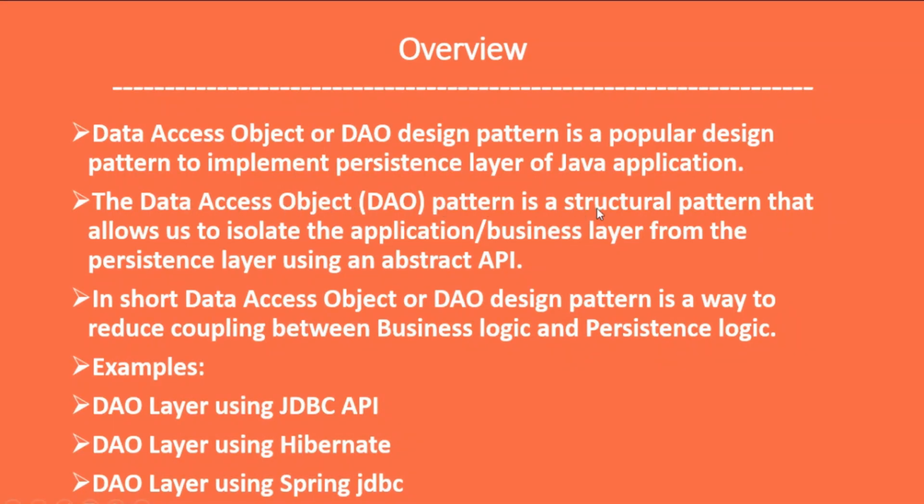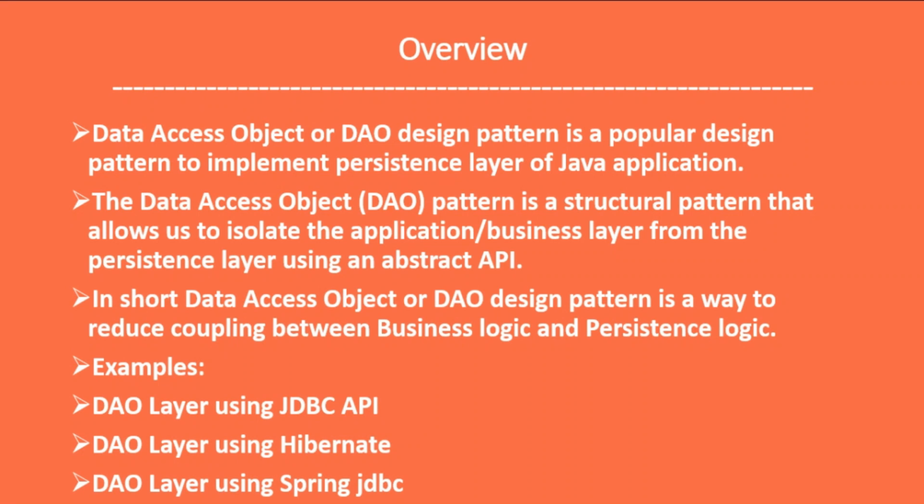The data access object pattern is a structural pattern that allows us to isolate the application or the business layer from the persistent layer using an abstract API. We can use a DAO layer or DAO pattern to separate out all the database related logic into a separate layer that we can call a persistence layer or a DAO layer, and we can separate the business logic from the database logic. I'm going to show you a bit later how we can separate out the database related logic as a DAO layer, and keep only business related logic in a service layer or the business layer.